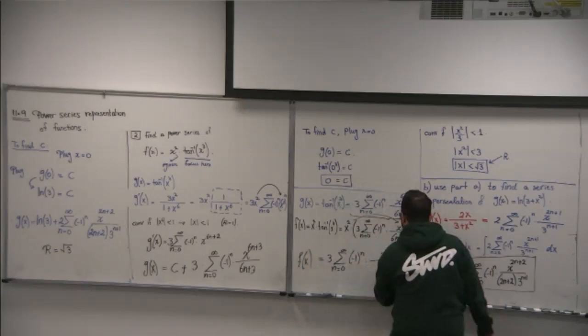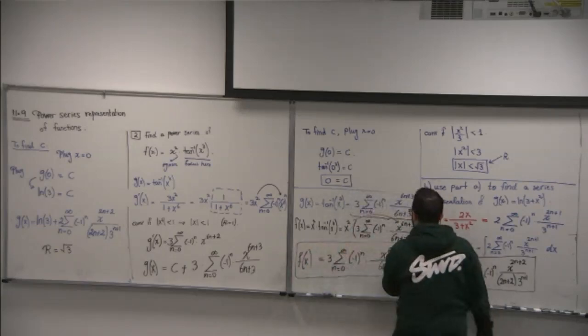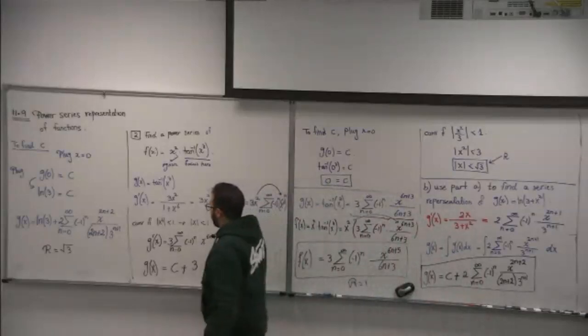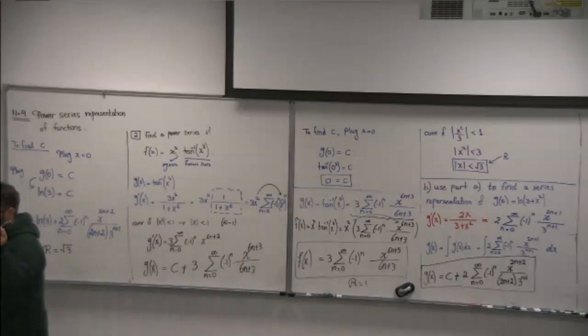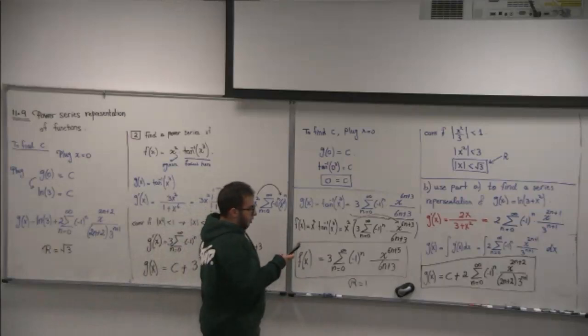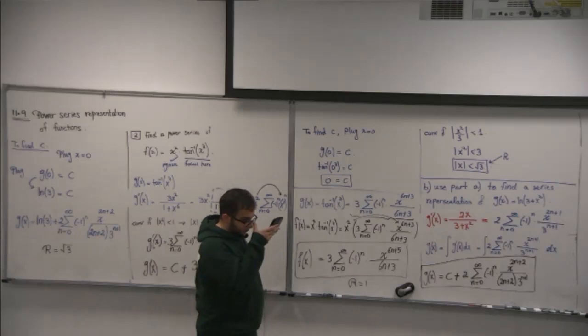And then, again, the radius is the same. No matter how many adjustments you do, you only need one version of the series to find the radius, and it will be the same across. Whether you differentiated, whether you integrated, it doesn't matter. Okay, it doesn't matter.